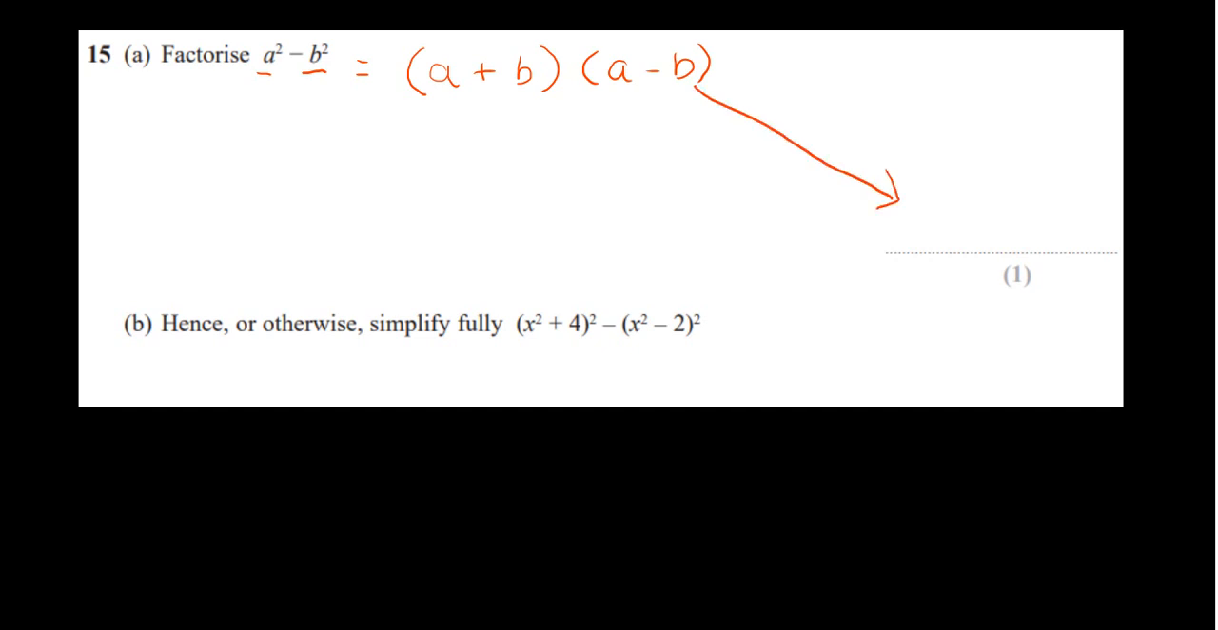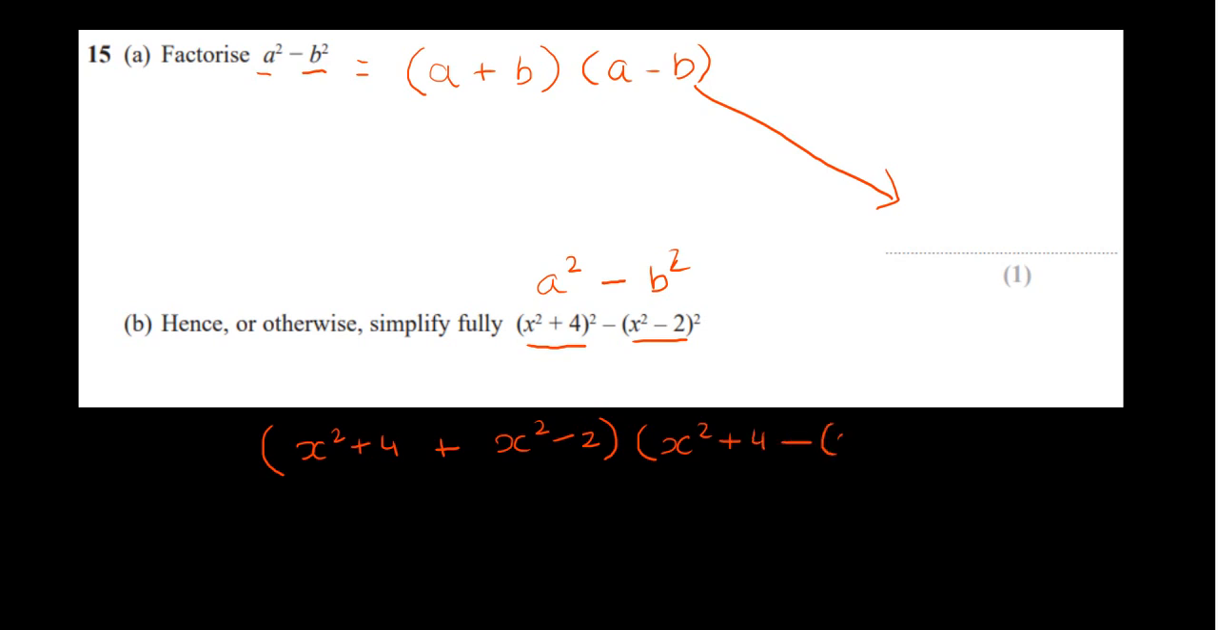Simplify x squared plus 4 squared. So that's like my a squared minus my b squared, x squared minus 2. So my a in this case would be x squared plus 4, plus my b is x squared minus 2, and then my a would be again x squared plus 4, minus this times my b, x squared minus 2.